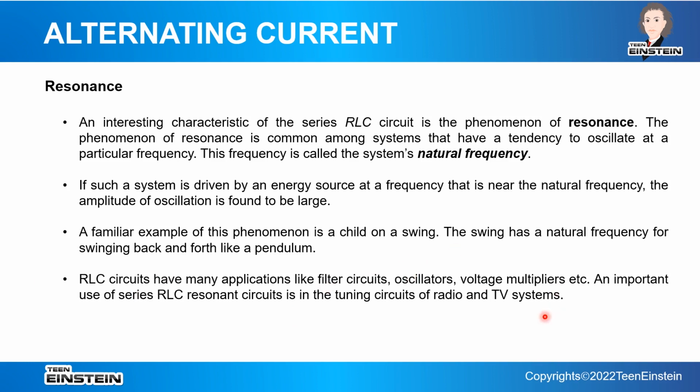oscillators, voltage multipliers and all. Why do we have them? Because we can select a particular frequency when we are tuning a radio or a TV system, because this RLC circuit has a particular resonance frequency. If that frequency matches the frequency you're receiving, then the amplitude will be high, so the signal will be really high. This is how the tuning of radio and TV systems works.